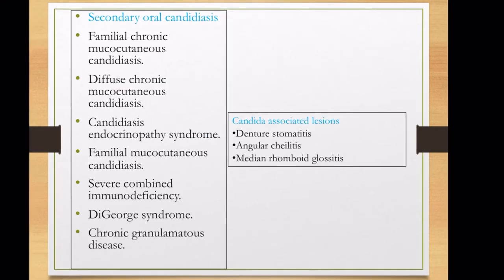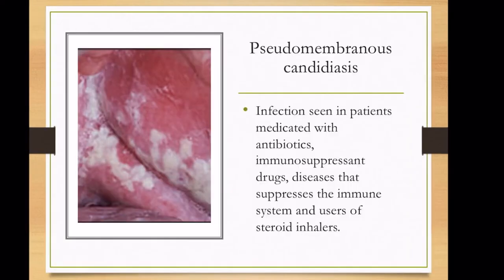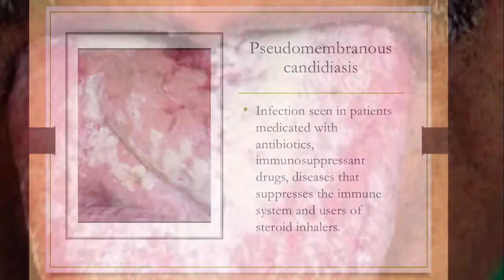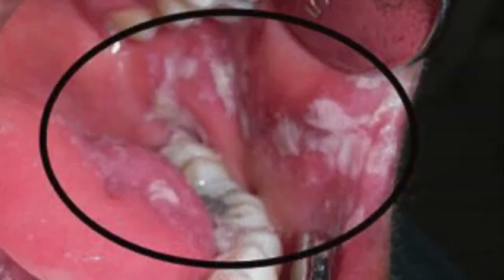Now let us see a little bit in detail about the important forms of candidiasis. The etiology for various forms of candidiasis, however, is more or less similar to what I've just mentioned before. In pseudomembranous candidiasis, the lesion typically gives a curd-like appearance. That is, when the pseudomembrane is removed, it leaves behind an inflamed and erythematous area.